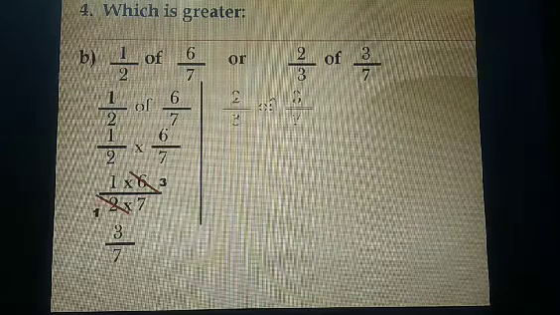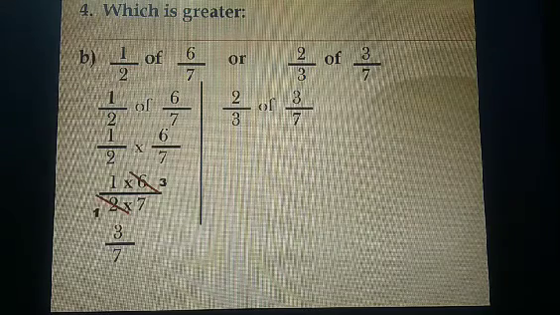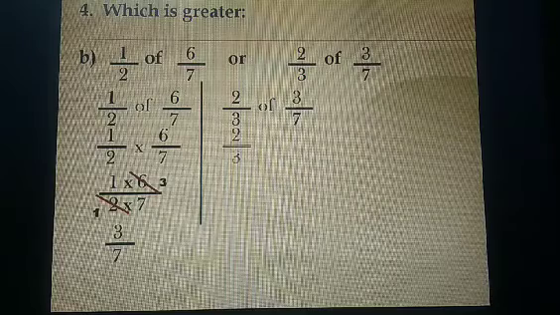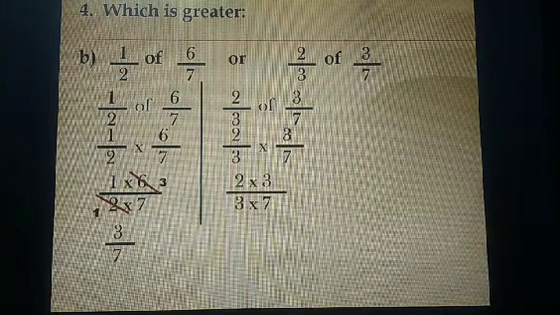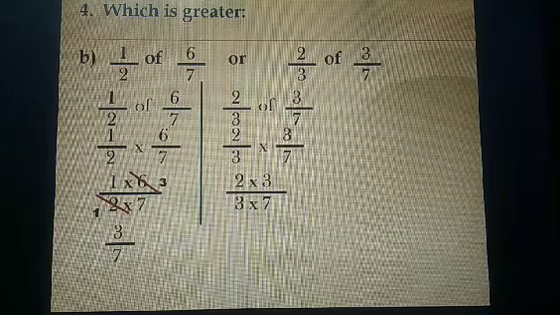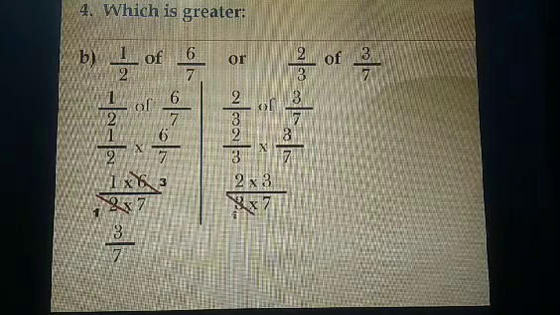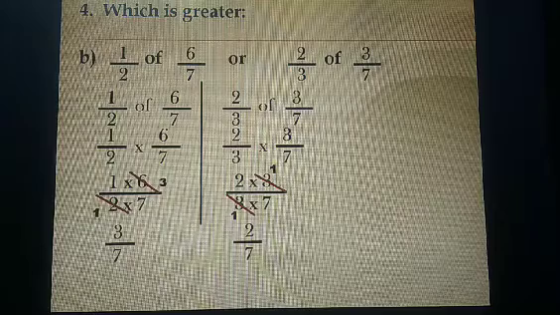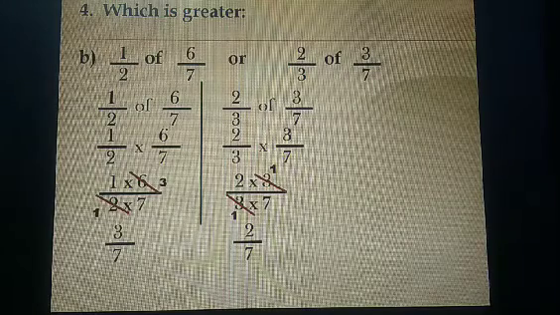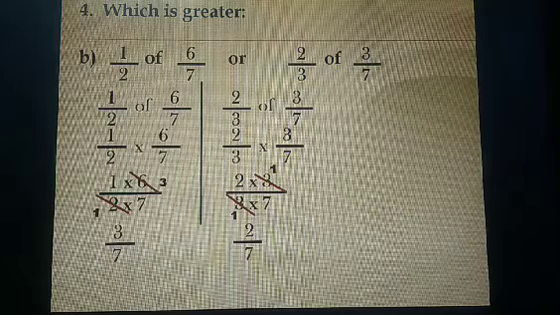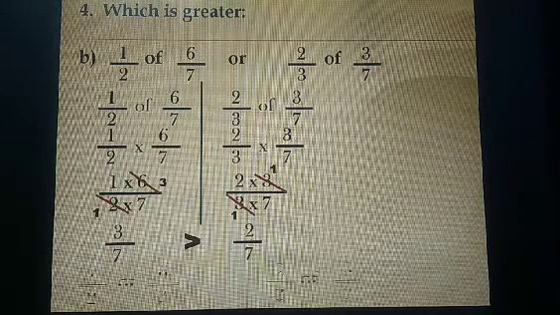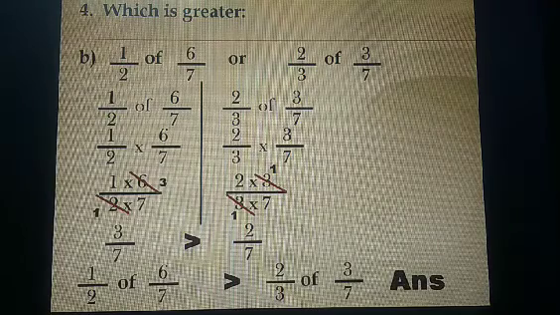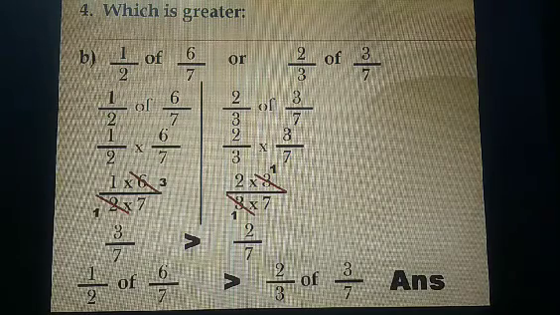Moving to the second sum, it's 2 by 3 of 3 by 7. Yes, replace of with multiplication sign, numerator to numerator, denominator to denominator. Cancel the common factor. You will get the answer as 2 by 7. Here you can see the denominators are same. So the fraction with greater numerator is the greater one. That is the first sum is greater. This will be your answer statement.